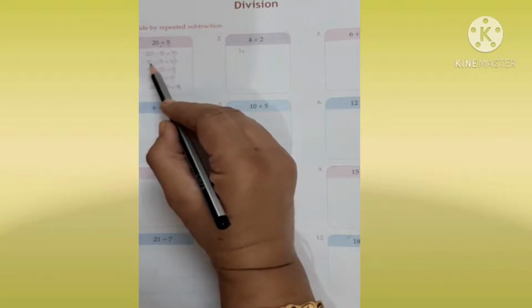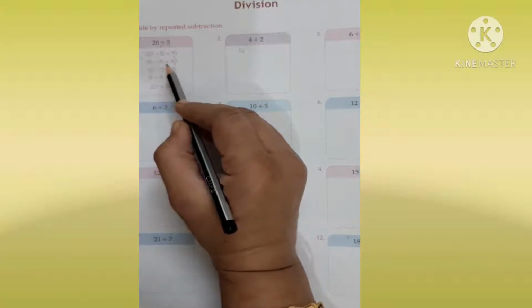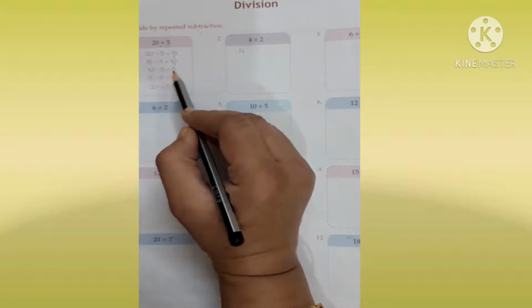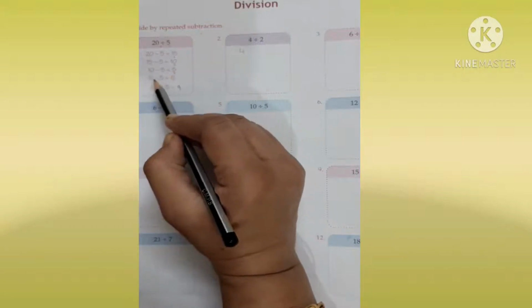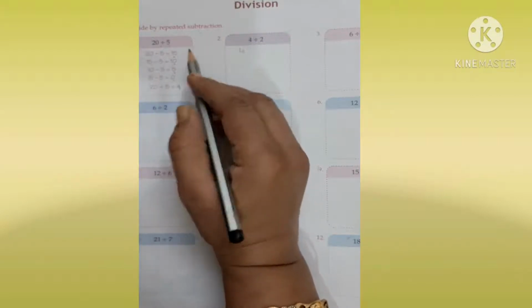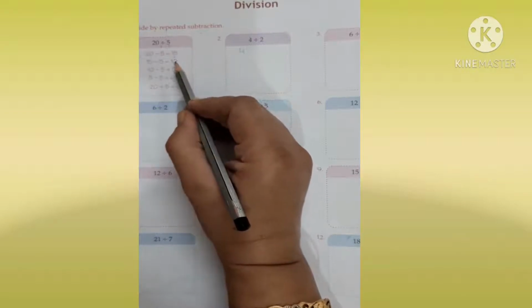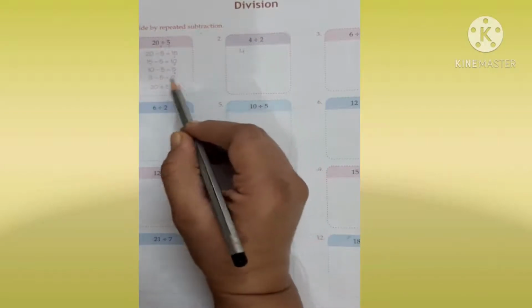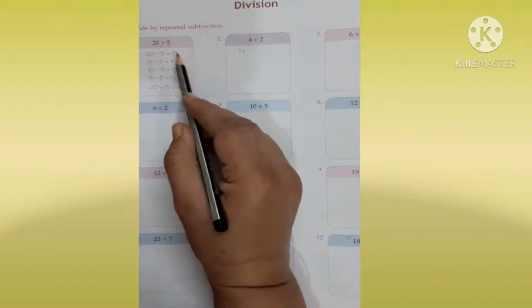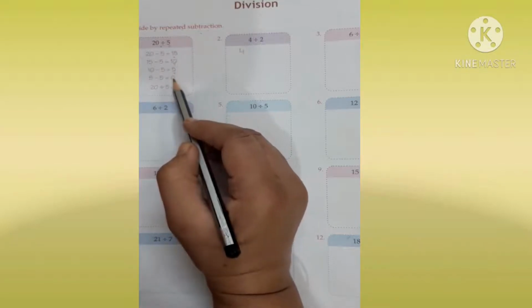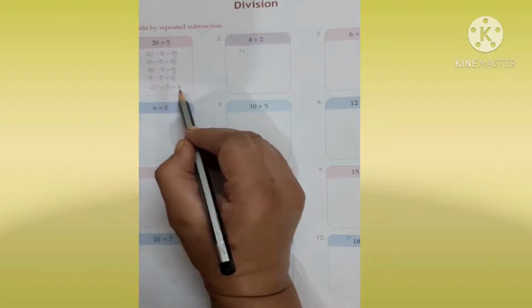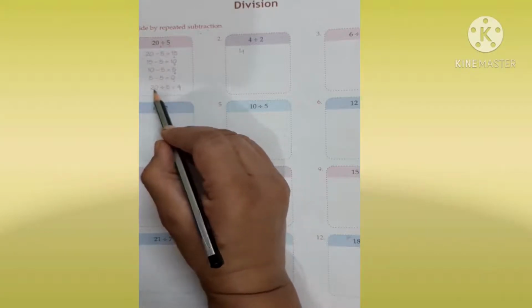Then 15 minus 5 is equal to 10. Then 10 minus 5 is equal to 5. Then 5 minus 5 is equal to 0. How many times? 1, 2, 3, 4. After 4 times 0 will come. So 20 divided by 5 is equal to 4, which means 5 fours are 20.